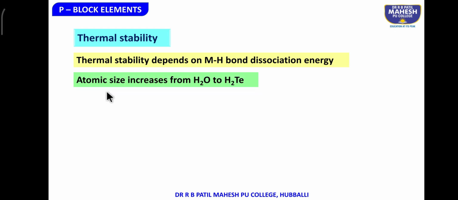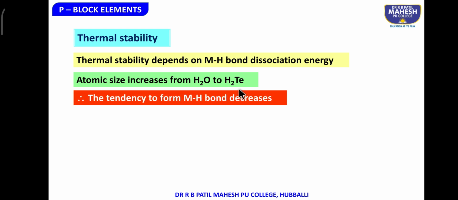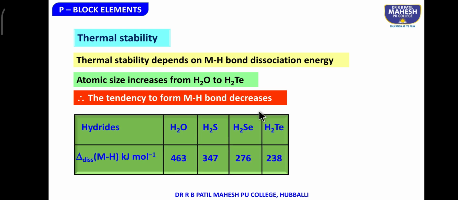So we know atomic size increases from water to hydrogen telluride, therefore tendency to form M-H bond decreases. In other words, I can say that strength of the bond decreases, hence thermal stability also decreases. From these values it is clear that dissociation enthalpy decreases down the group, hence thermal stability also decreases down the group.